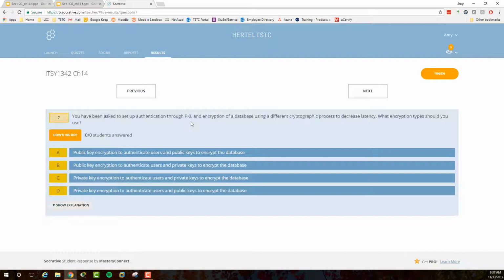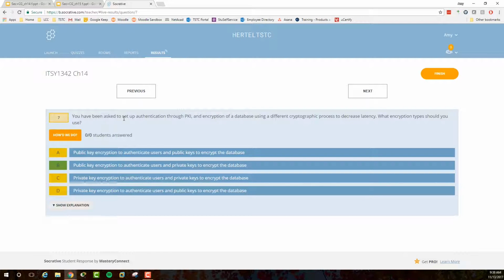B, public key encryption to authenticate users and private keys to encrypt the database. C, private key encryption to authenticate users and private keys to encrypt the database, or D, private key encryption to authenticate users and public keys to encrypt the database. So, very wordy question. The answer to this one is going to be B: public key encryption to authenticate users and private keys to encrypt the database.